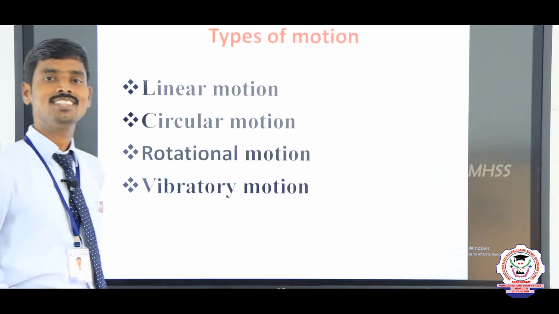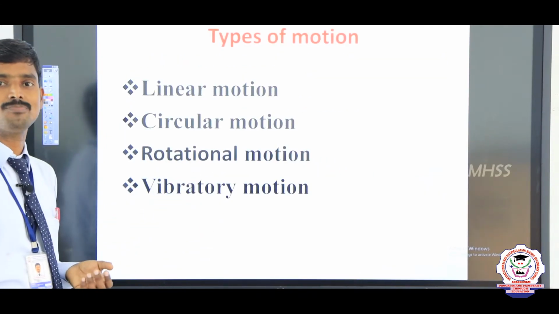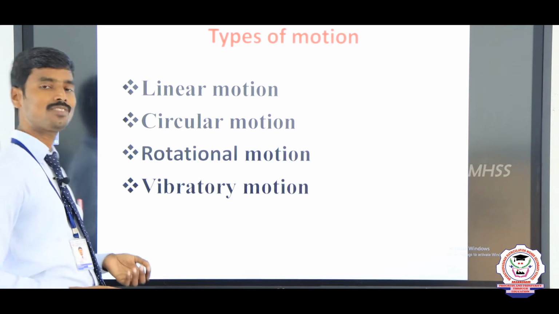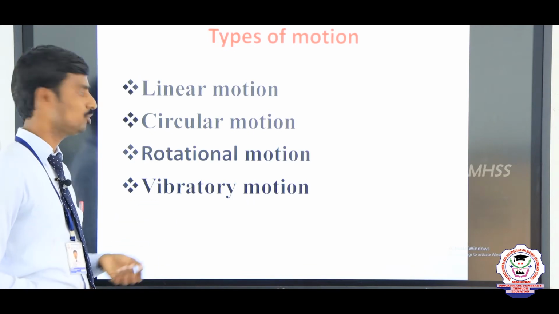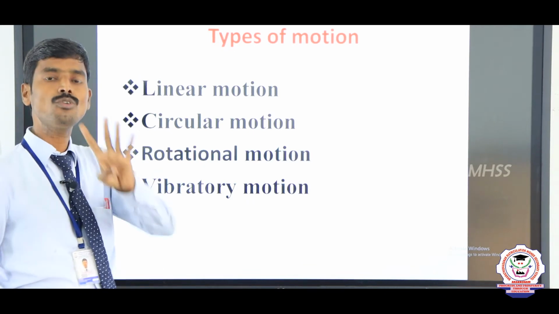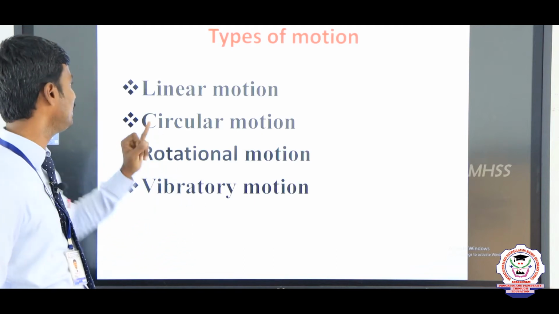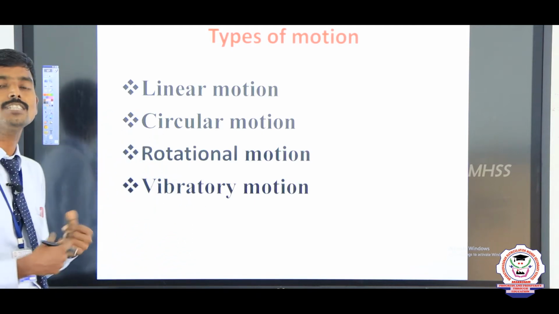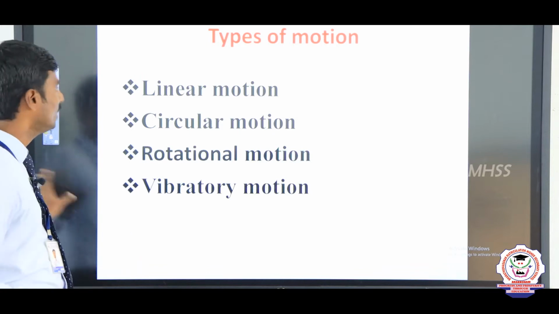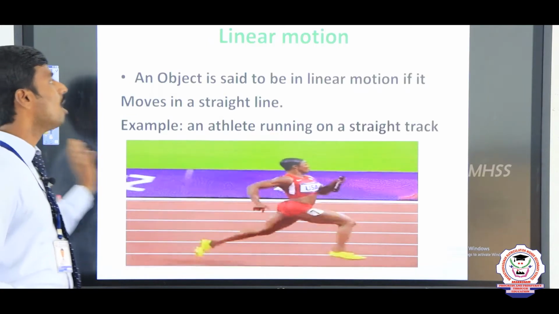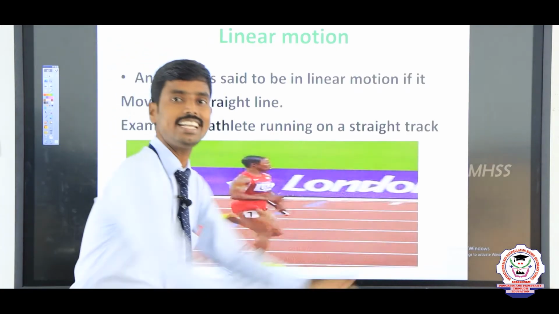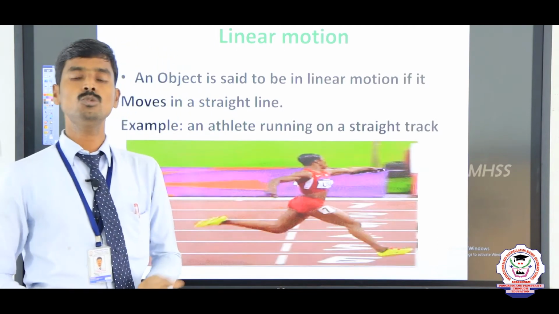The next one is types of motion. The first is linear motion, then circular motion, vibratory motion and rotational motion. There are four kinds of motion. The first one is linear motion. Linear motion is when an object moves in a straight track.